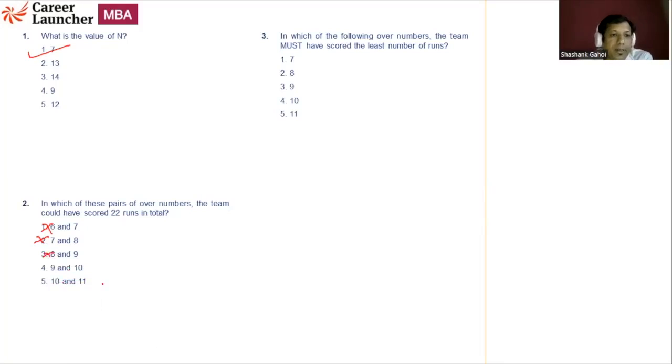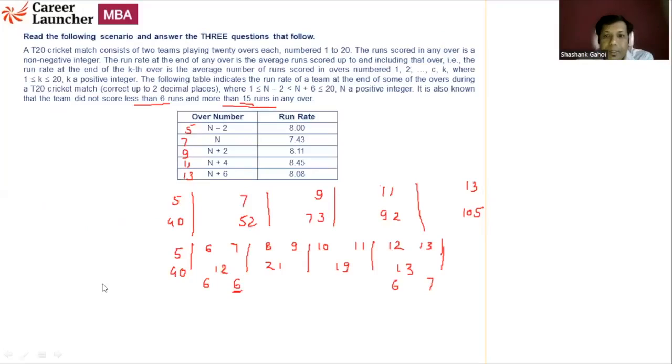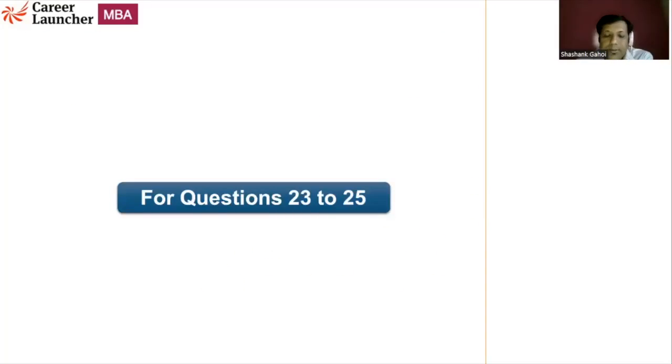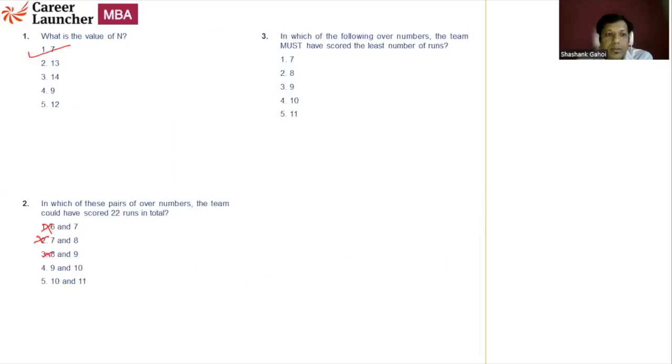In 10 and 11, let's say 9, 10, 10, 11. So in 10, 11 runs made are 19. So that is also rejected. So in 9th and 10th over, the only option left, the answer should be this.